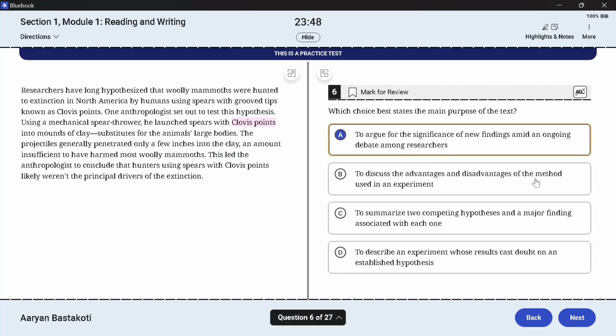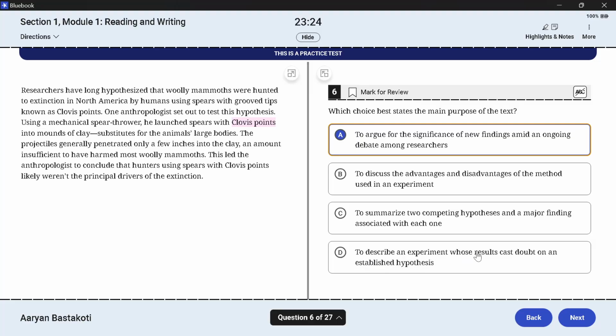To discuss the advantages and disadvantages of the methods used in an experiment. No method is being used in an experiment. So, yeah, the method is being used, but it does not explain the advantages or disadvantages of it. To summarize two competing hypotheses and measure findings associated with each one. There are no two hypotheses, so there's only one hypothesis.